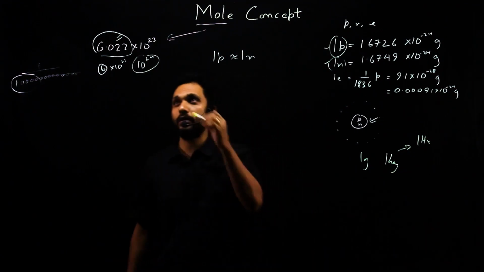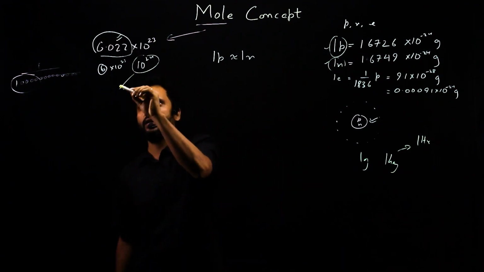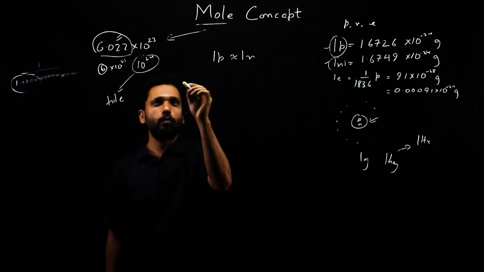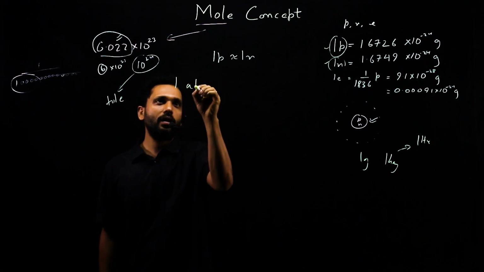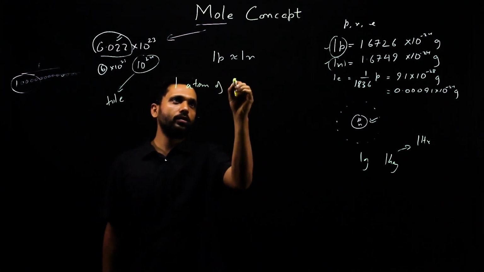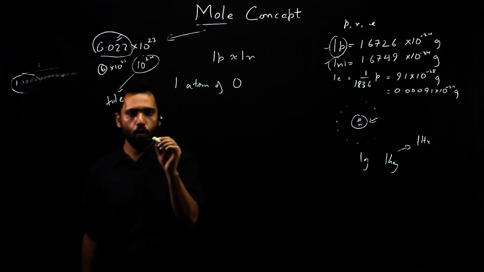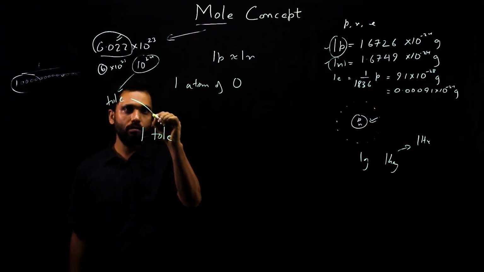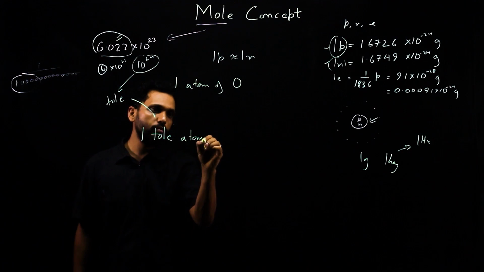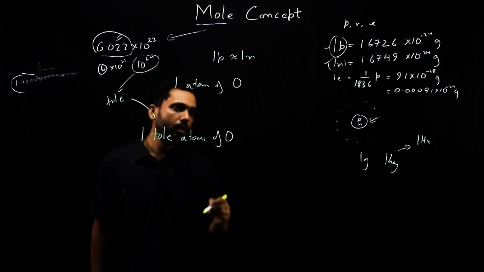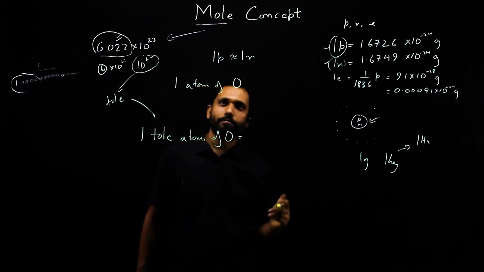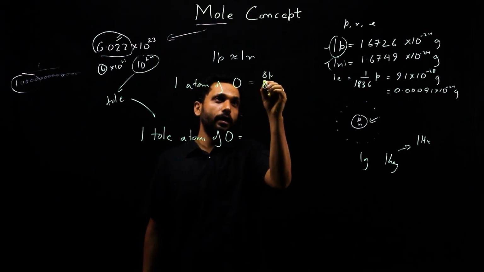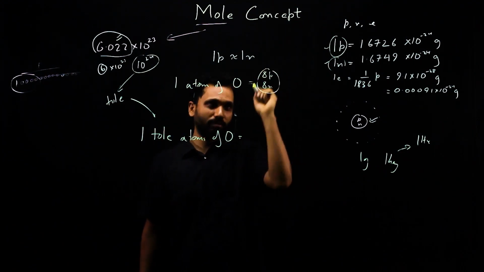So say the mole was defined as 10 power 24. I'll not call it mole, I'll call it toll. Let's see what would be the weight of one atom of oxygen and one toll of atoms of oxygen. Now an atom of oxygen is having 8 protons and 8 neutrons.